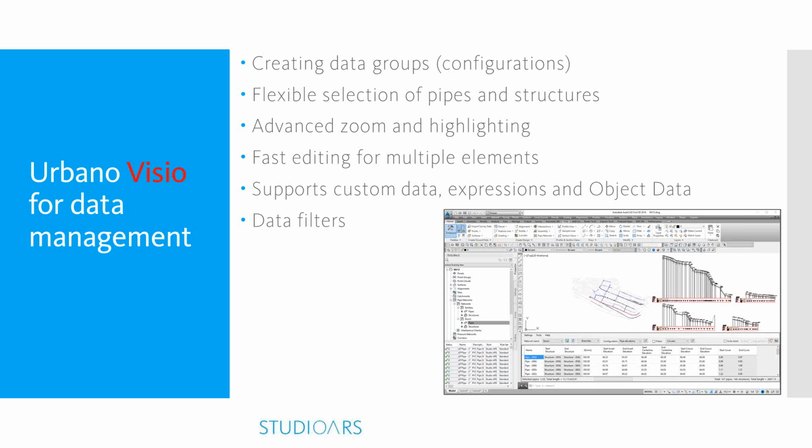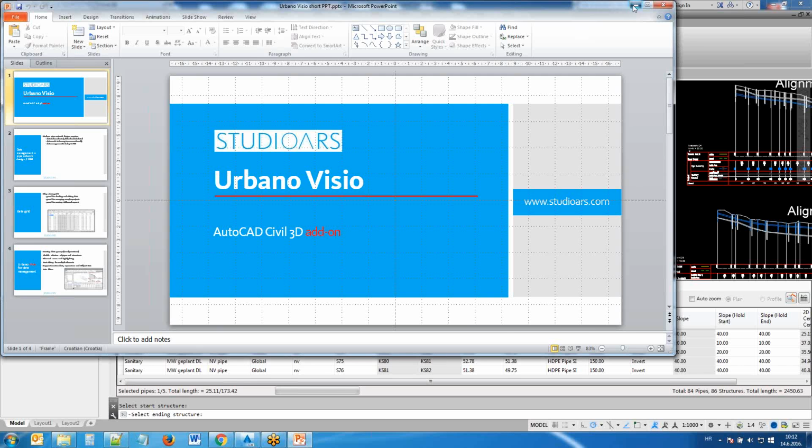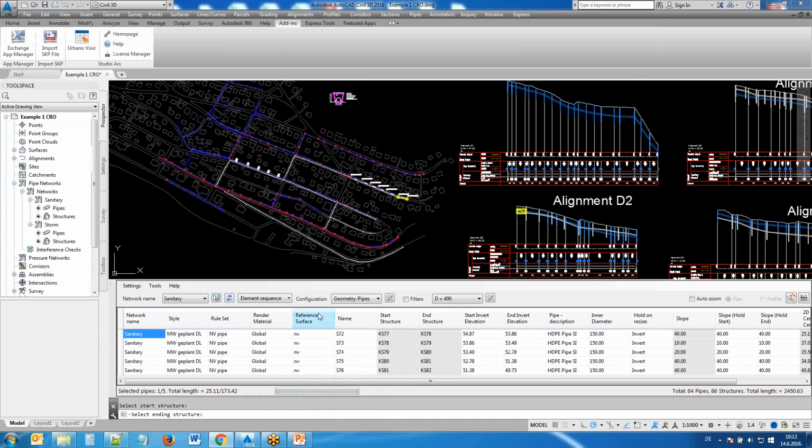Other than, let's say, the usual Civil 3D data, we also can display additional things like custom data from part lists and expressions, so Civil 3D expressions, and also object data which come from Map 3D. And we also have the ability to make some data filters, so you can create a query and then you can filter data according to this query. But let's go live, and I will show you these things.